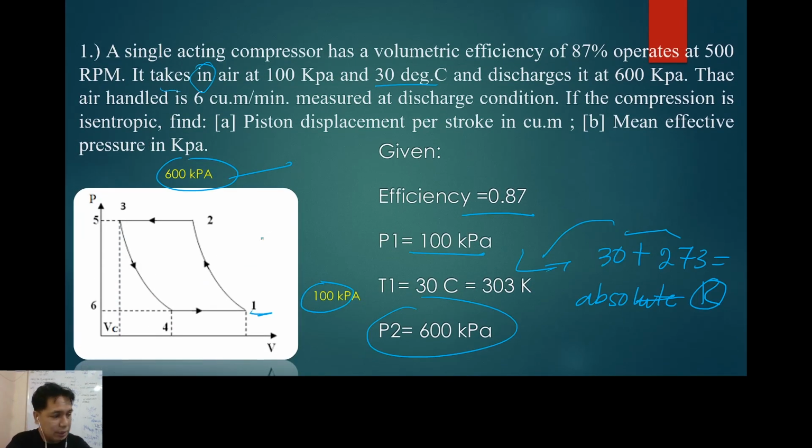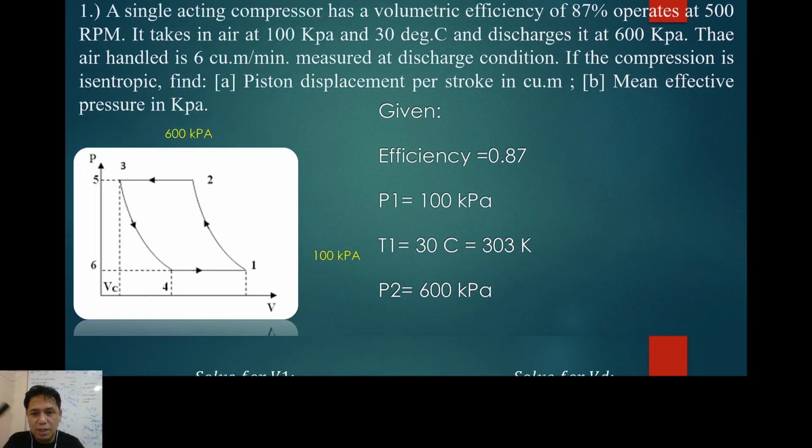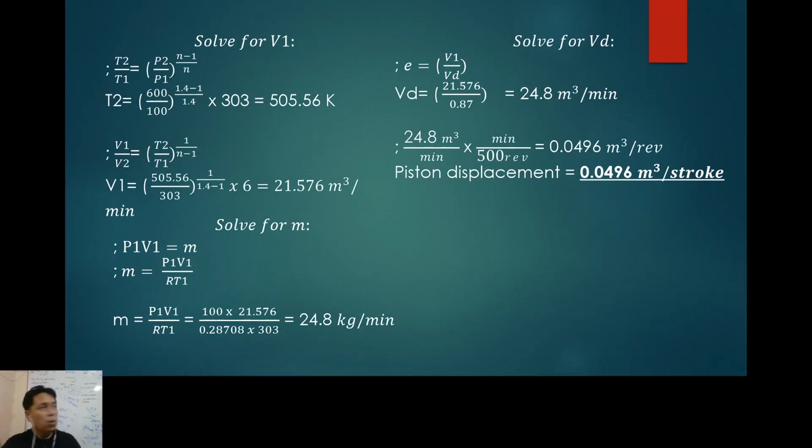The compression is isentropic. So when you go to the formula, for example, in your thermodynamics 1 or thermodynamics 2, you should get the formula for isentropic compression. So isentropic compression will give you this, yeah? T2 over T1 equals P2 over P1 raised to N minus 1 over N, no? So this is the formula. There are many formulas, you know, and it's your duty as students to really memorize these, no?